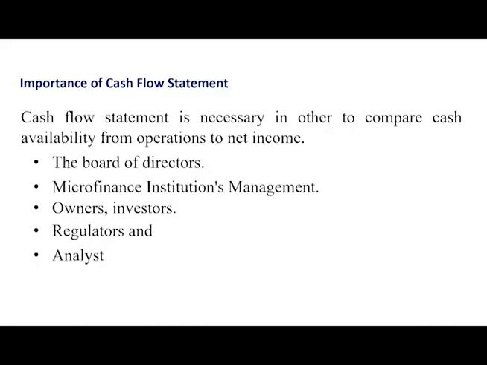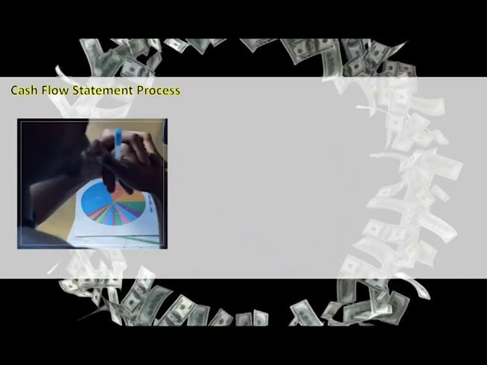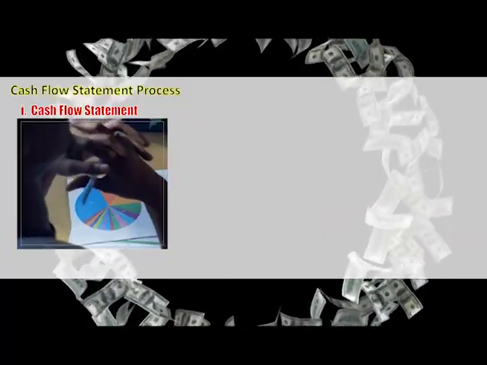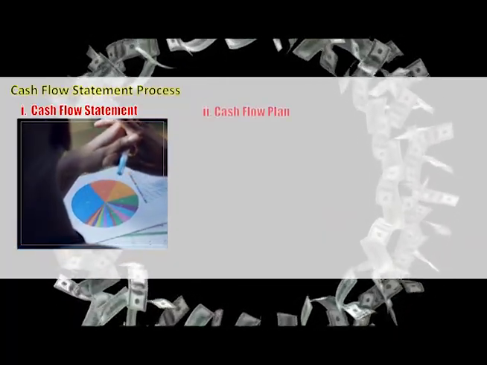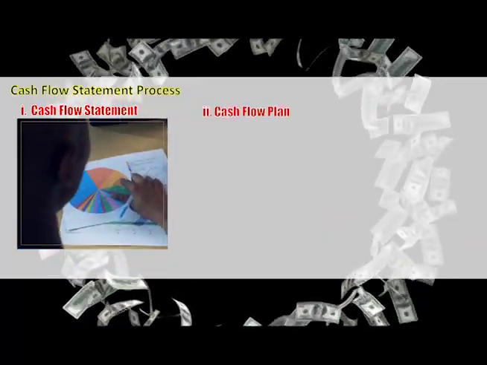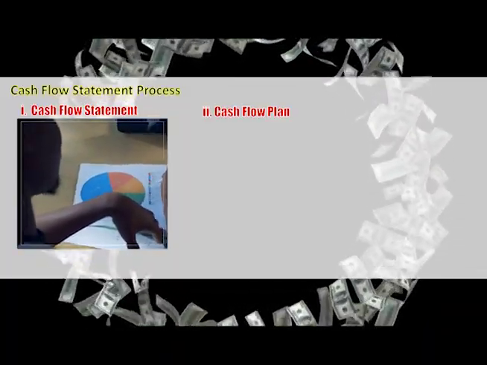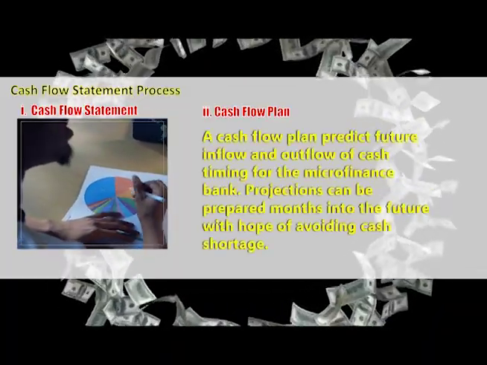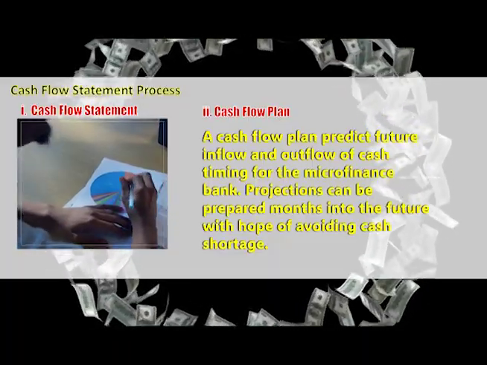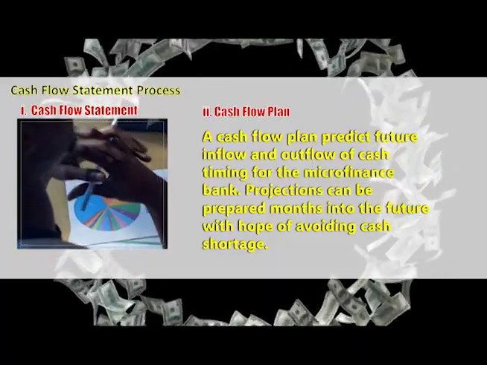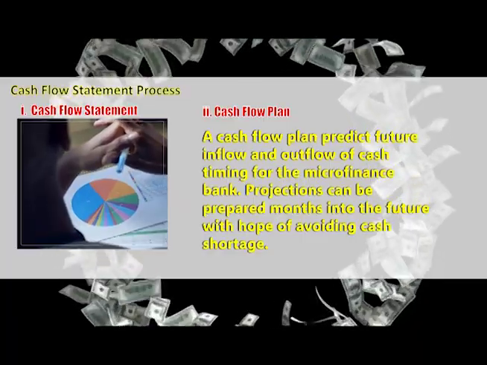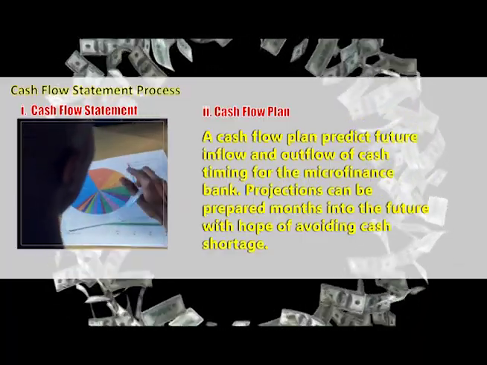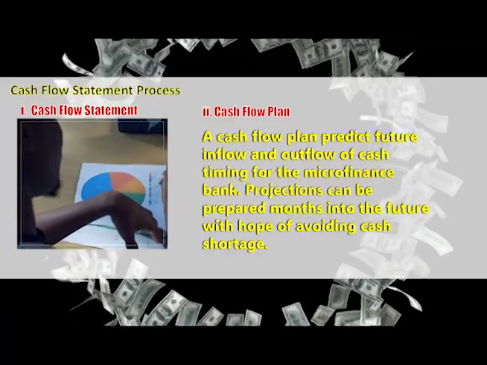In trying to understand the cash flow statement, we need to understand that it centers around 2 distinct processes, namely, 1. cash flow statement, and 2. cash flow plan. We have already discussed the cash flow statement in length, so we'll be focusing on the cash flow plan. A cash flow plan predicts future inflows and outflows of cash timing for the microfinance bank. Projections can be prepared months in the future with the hope of avoiding a cash shortage.